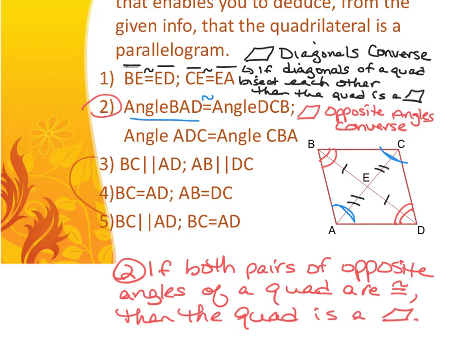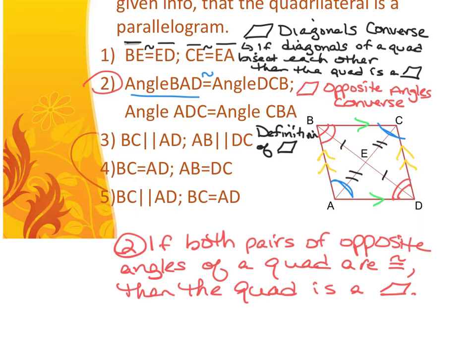Number 3, let me go ahead and add in the markings. So this one is stating that BC is parallel to AD and AB is parallel to DC. This is the definition of a parallelogram. So if both pairs of opposite sides are parallel, you have a parallelogram. Okay, let's try the next one.